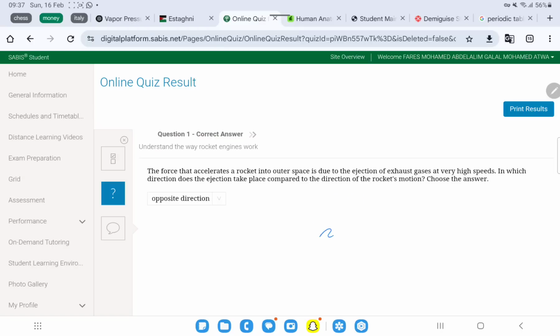So we know that here they want the direction. In which direction does the ejection take place compared to the rocket's motion? So we have the rocket, point A, and it moves this way, and the exhaust gases move that way. As the gases move out of the rocket in the negative sense, the rocket itself moves in the positive sense, so it's in the opposite direction.